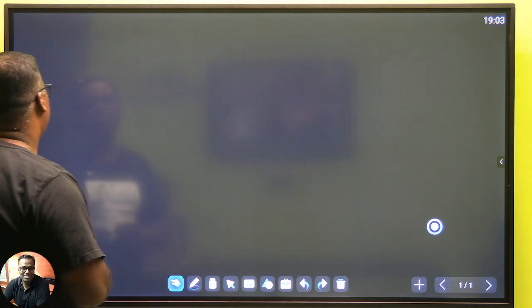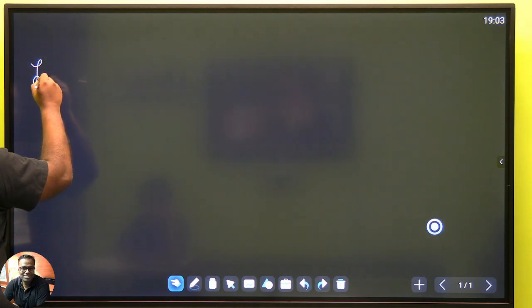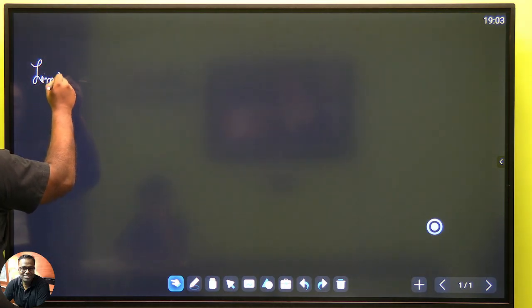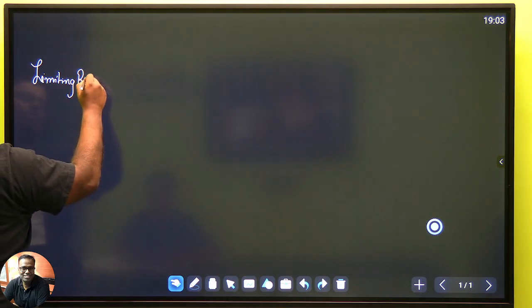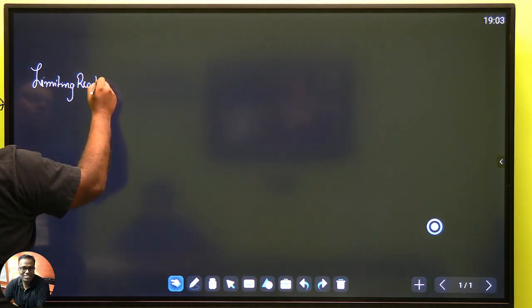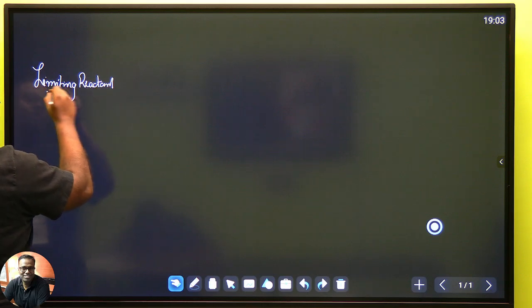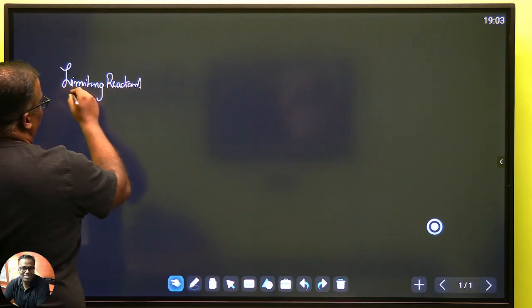Right. So we will start today with the concept of limiting reactant. And after we do limiting reactant, we will be going with yield calculation.